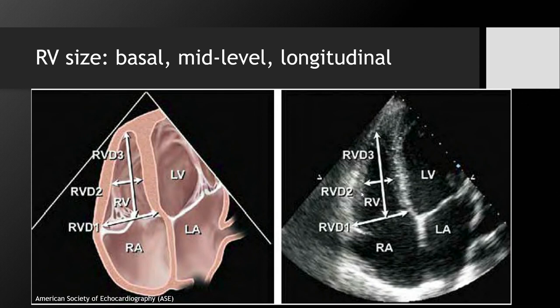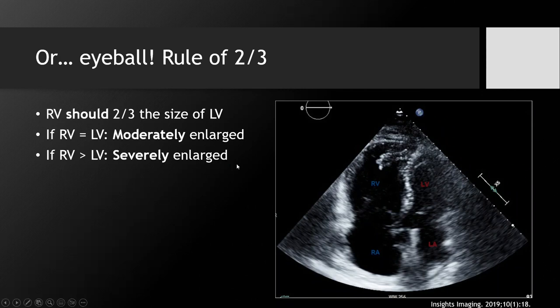And that's because to assess RV dysfunction, or at least RV dilation, one thing that you can do is know the following, that the RV normally should be 2/3 the size of the LV. If the RV is equal in size to the LV, then it's considered moderately enlarged. So you don't need to measure anything. You really just need to compare the two. If the RV is greater than the LV, it's severely enlarged.